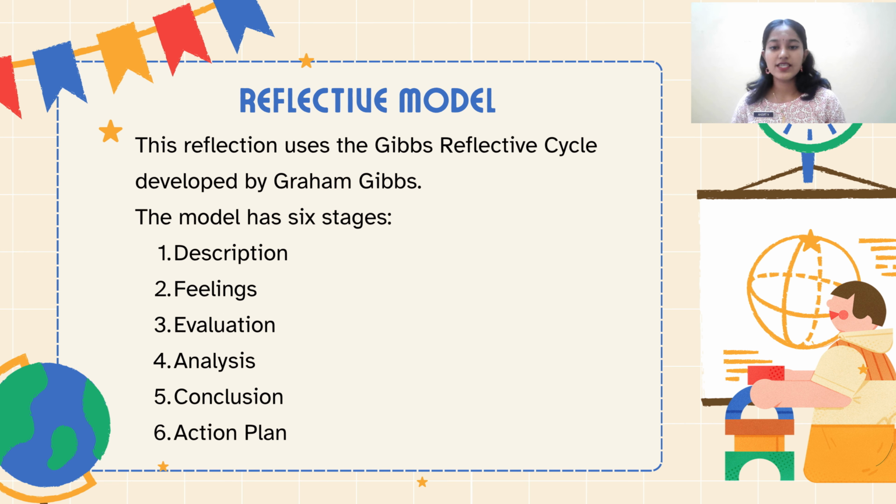To analyze the lesson, I used the Gibbs reflective cycle developed by Graham Gibbs. This model consists of six stages, which are description, feelings, evaluation, analysis, conclusion, and also action plan. This reflective model helps teachers think deeply about their teaching experiences. By following these stages, teachers can identify strengths, weaknesses, and also the areas for improvement in their teaching practices. In the following slides, I will apply this model to reflect on the ESL lesson shown in the video.